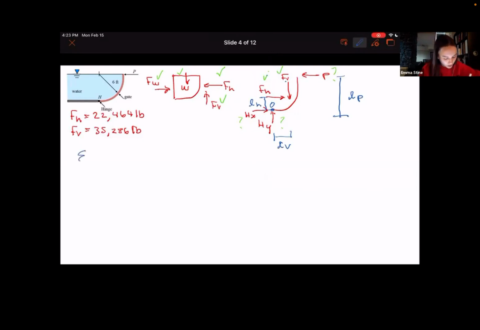So all the moments around O, we're going to use the right-hand rule, and this direction is positive. Let's start with P. P is pushing in the positive direction, so P times LP. And then FV is pushing in the wrong direction, the negative direction, times LV. And F horizontal does the same thing, multiplied by LH, also negative. And that's all equal to 0.